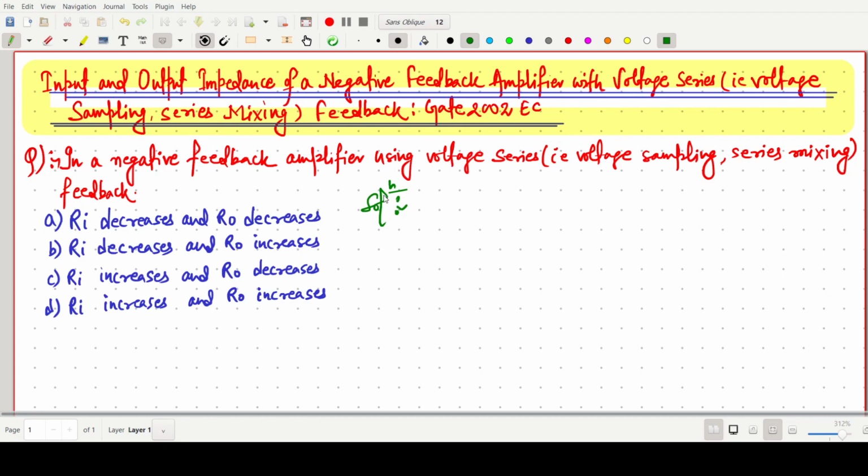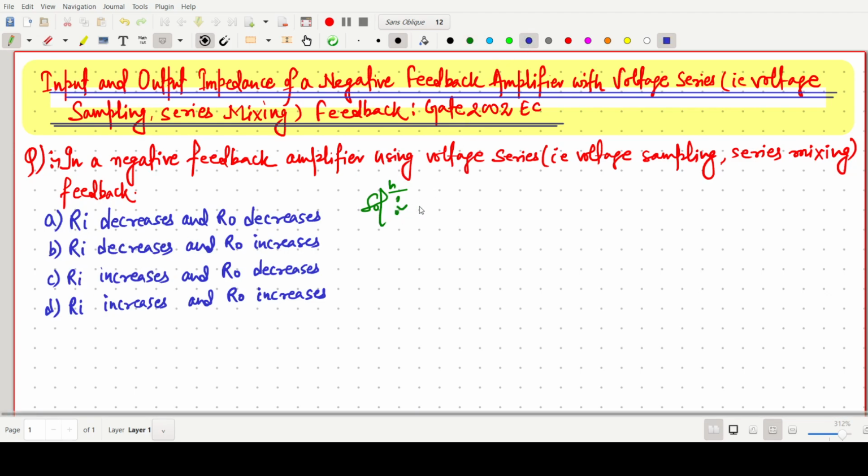Voltage series feedback. So in this question, we have to say what should be the input impedance, that is our Ri and R naught. So the question is, in a negative feedback amplifier using voltage series feedback, that is our voltage sampling series mixing feedback, what should be the input impedance?